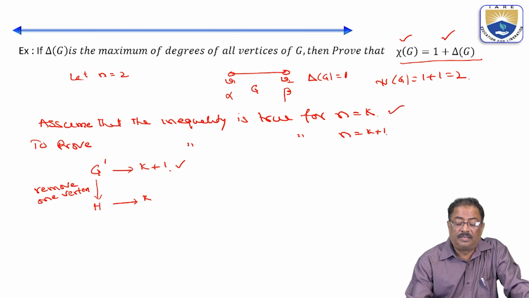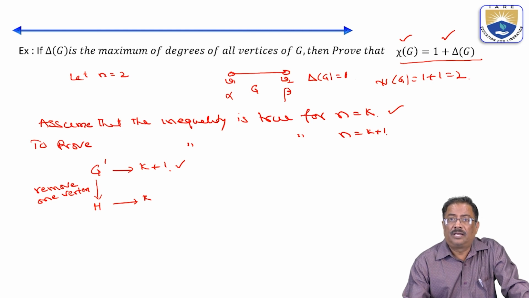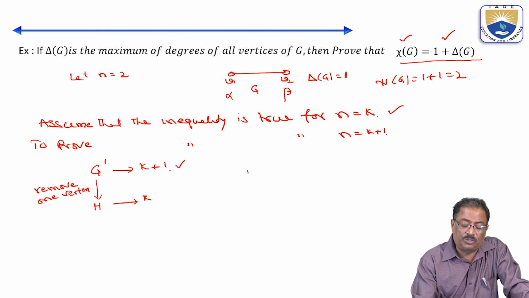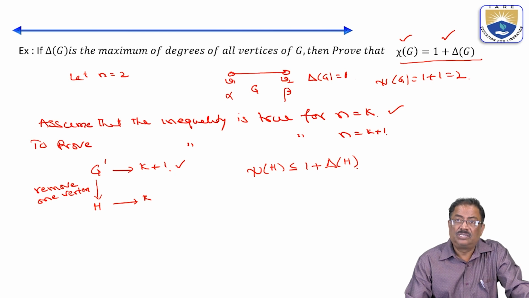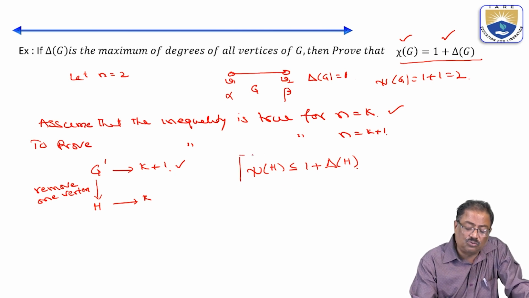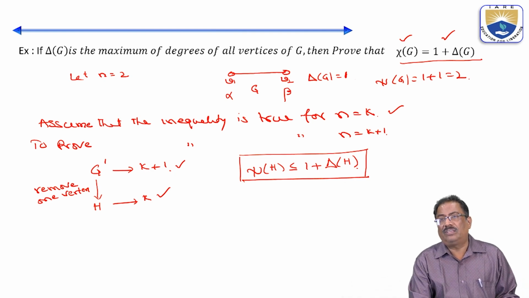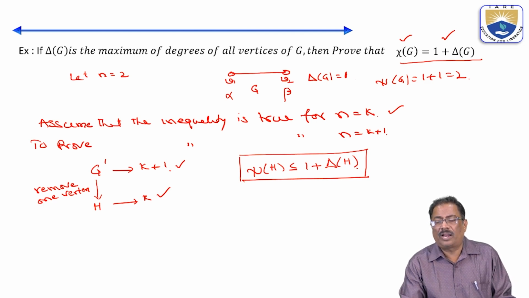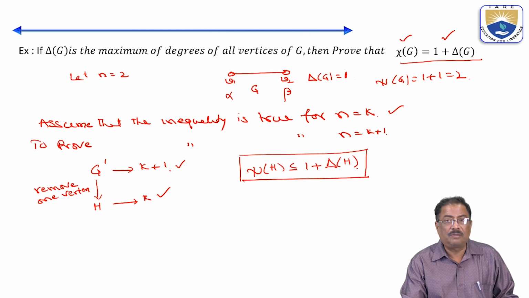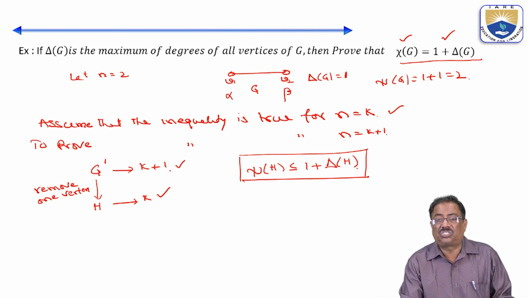Then by assumption it is true for k number of vertices, so I am going to write chi of H is less than or equal to 1 plus delta of H, because this inequality is true for n equals k number of vertices. The graph with k vertices is nothing but H.